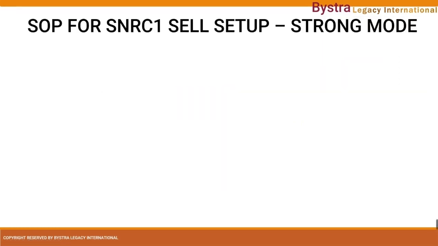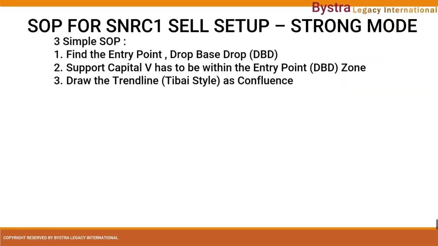Now let's look for the sell setup for the strong mode. Same as the buy setup for the strong mode, we have the 3 SOP. And this time our entry point will be the drop base drop, and we will add the trend line. So we use the T-bar style.